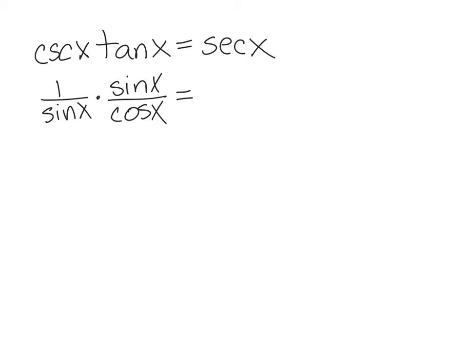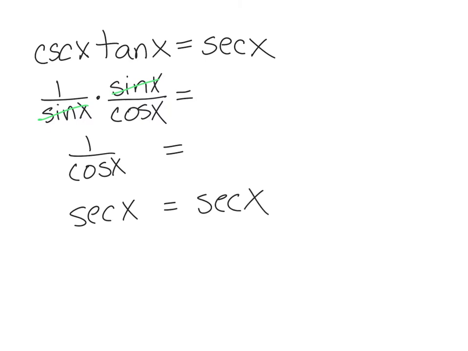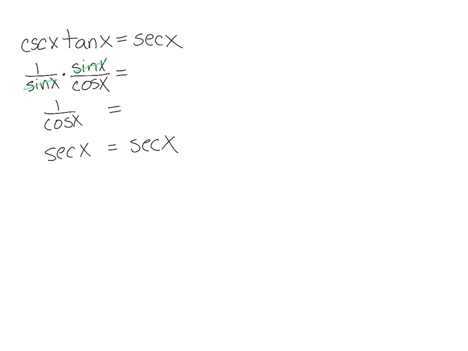Now you see I have a sine on the top and a sine on the bottom that cancel. Multiplying straight across, I get 1 over cosine of x. And 1 over cosine of x is secant. And that is all there is to it. You're going to take one side and mess with it until it is the same as the other side, okay? Now that was pretty straightforward, pretty simple.